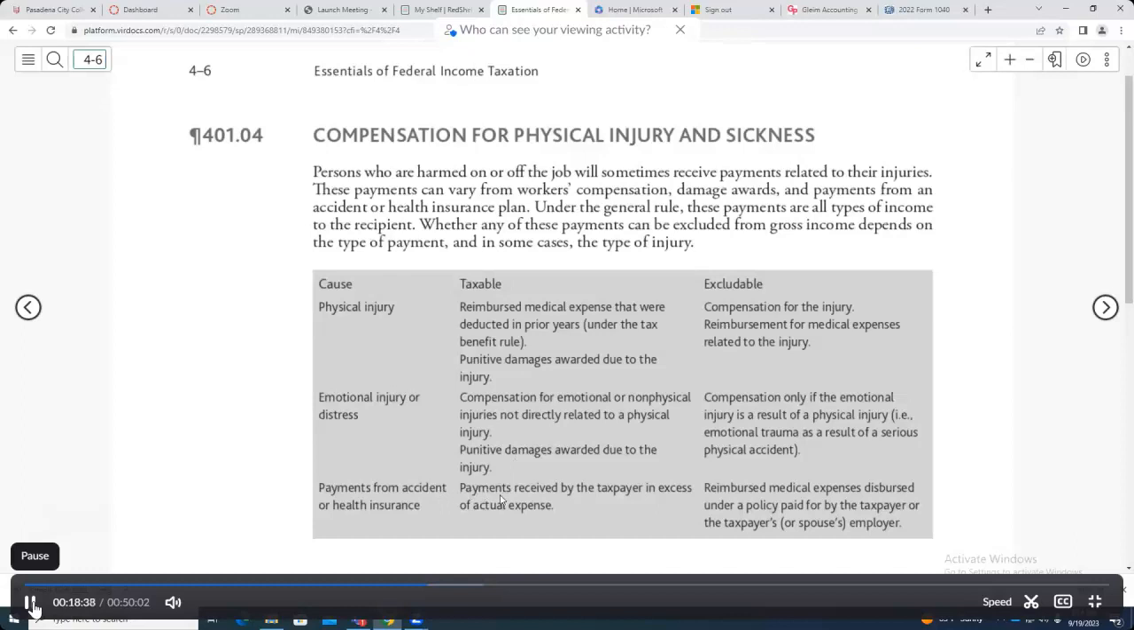Payments for accidents or health insurance. Any payments that you receive from another taxpayer in excess of the actual expense, that obviously will be taxable. But if you get any payments for the accident to cover the medical expenses and damage to your car, obviously that is just recovering the situation that you are in, and that's not taxable.